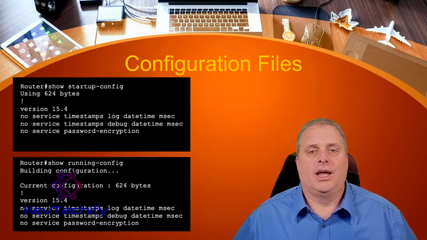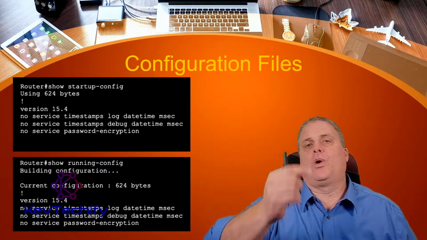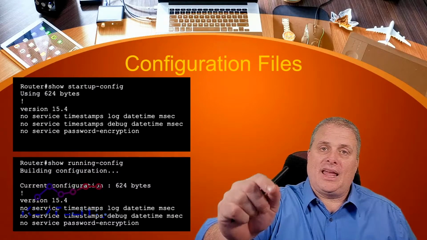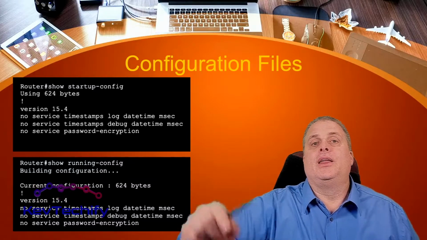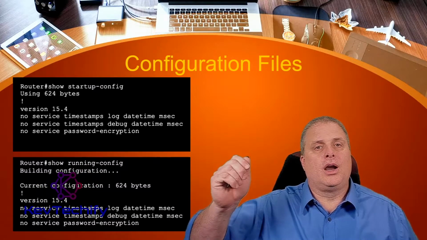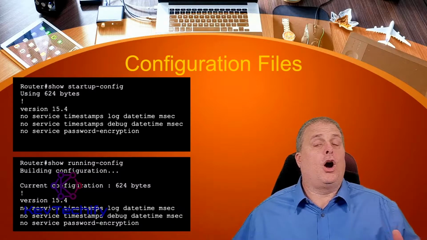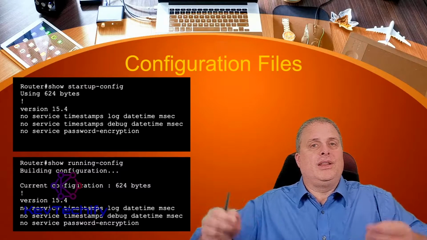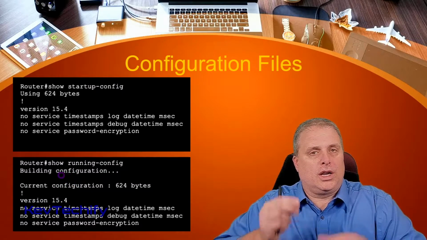The other configuration is your running config. That's stored in RAM. Remember the first one was NVRAM, non-volatile RAM? This is just RAM, random access memory. This is the memory where you lose power, it's gone. But this is what's loaded in memory. This is how your device is working currently.